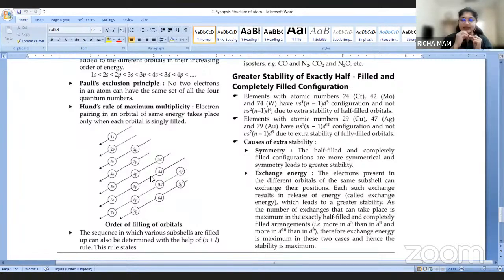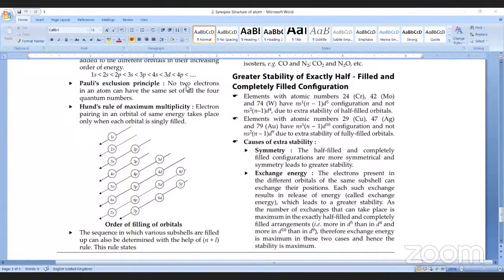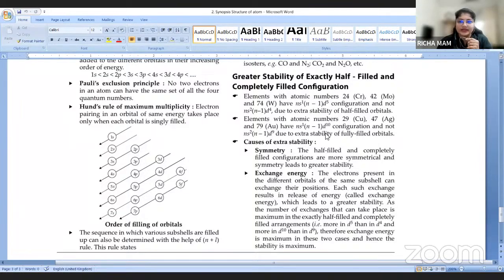So we know how many elements are present in the periodic table, students? 118. Yes, very good. 118 elements are present. So how are we writing the electronic configuration? Very important for PUC first year students. The electronic configuration, the filling up of electrons, is very, very important.